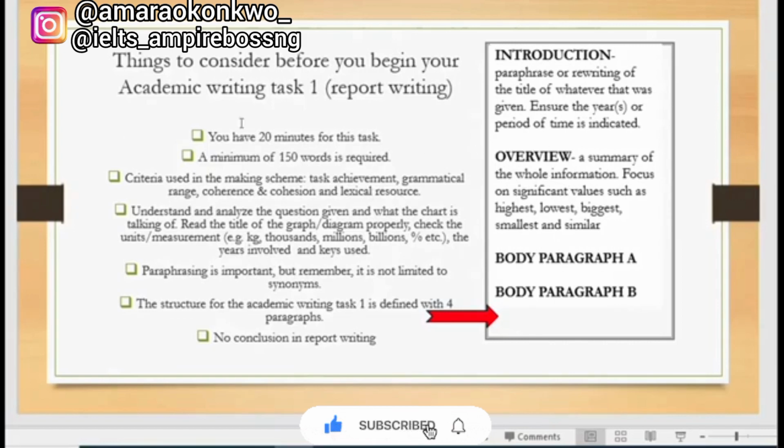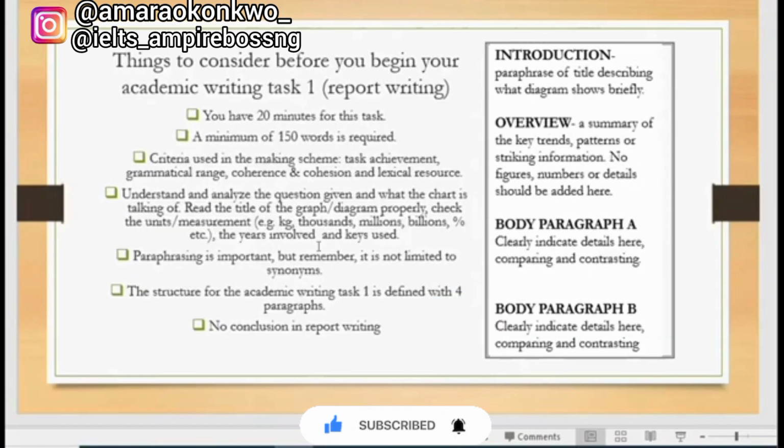Now let's go ahead to learn how to write these different parts. This slide is similar to the previous one. The only difference is that I then indicated what the body paragraphs should include. The body paragraph clearly indicates the detail here, comparing and contrasting, you understand? When we say details, we're talking of figures.